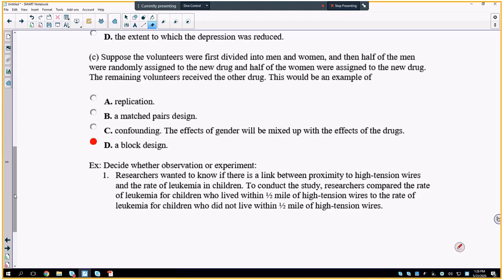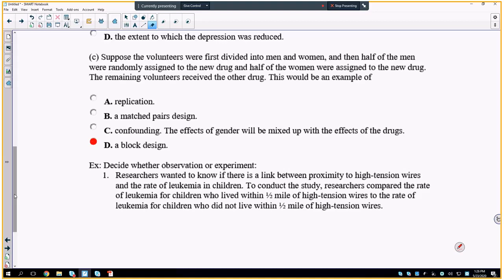Matched pairs design. That would be if I gave first the men the new drug and the women the old drug, and then later I switched and I gave the men the old drug and the women the new drug, something like that, so that everybody gets the new drug and the old drug, but we can compare the results across these two categories. Well, we haven't done that because it says half of the men are given the new drug, half are assigned the other drug, it's random, and then we don't go back and do another round where everybody receives the other drug. So it's not matched pairs.